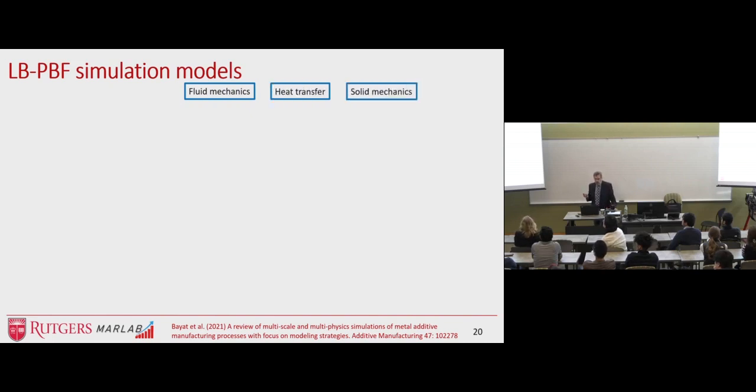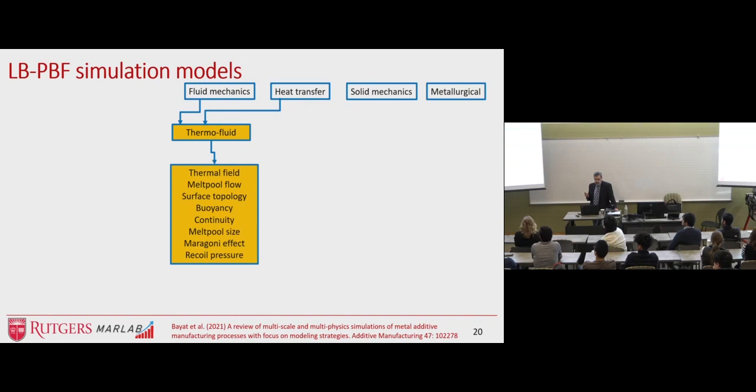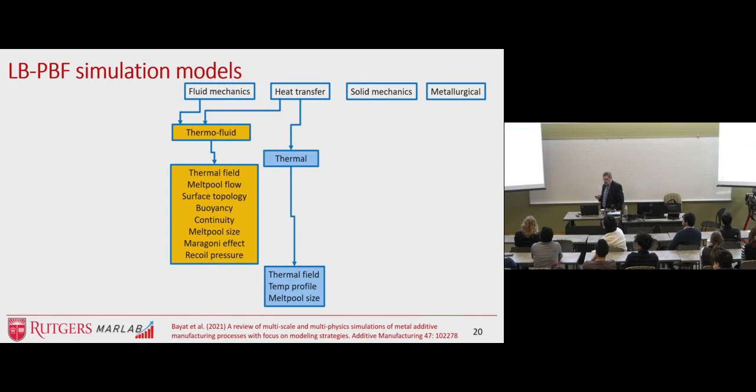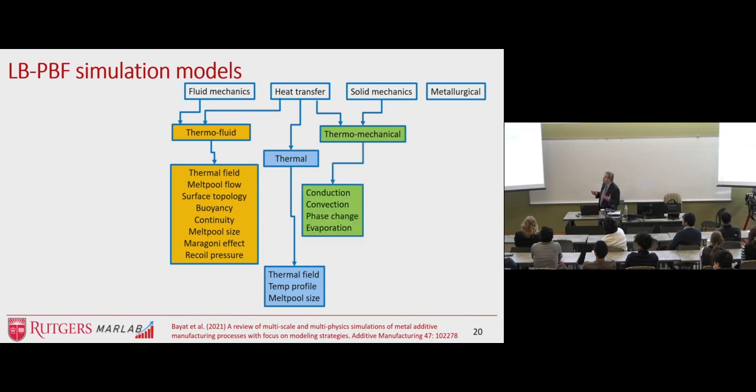In this case, we are looking at fluid mechanics, heat transfer, solid mechanics, and metallurgical models. If we use fluid mechanics and heat transfer, we get thermofluid models, and then we can predict the thermal field, melt pool and melt pool size, Marangoni effect, recoil, etc. If we use heat transfer only, through thermal models, we can get the thermal field, temperature profile, and melt pool size. If we use heat transfer and solid mechanics together, we can get thermomechanical models, look at the conduction, convection, phase change, and evaporation. And then, obviously, we can also get plasticity, stress, strain analysis, deformation, and creep.